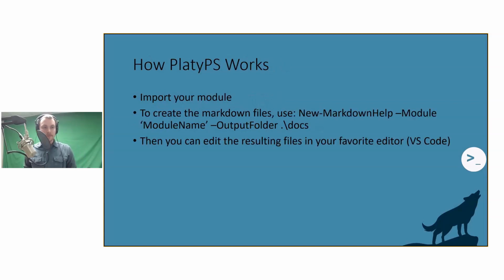So the way it works is after you've added some commandlets to your module, you build it, you import it, and then to create the Markdown files, you can use the New-MarkdownHelp commandlet specifying your module. I've got the syntax here on the screen. So -Module, and you give it your module name, and you specify an output folder. If you're using a similar layout to what I do in my modules, you've got a docs folder, and then you can edit the resulting Markdown files in your favorite editor, which should be VS Code.